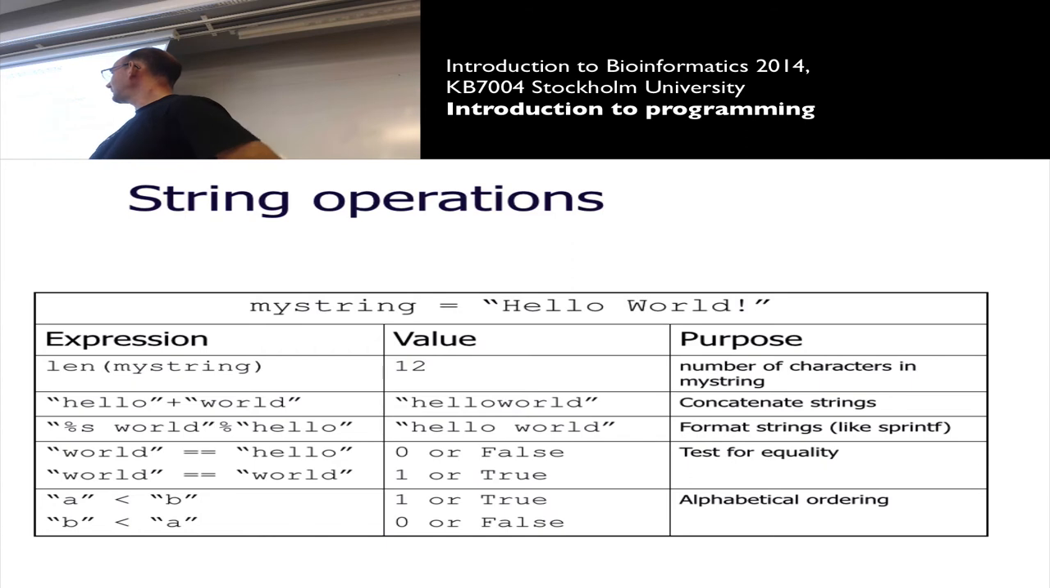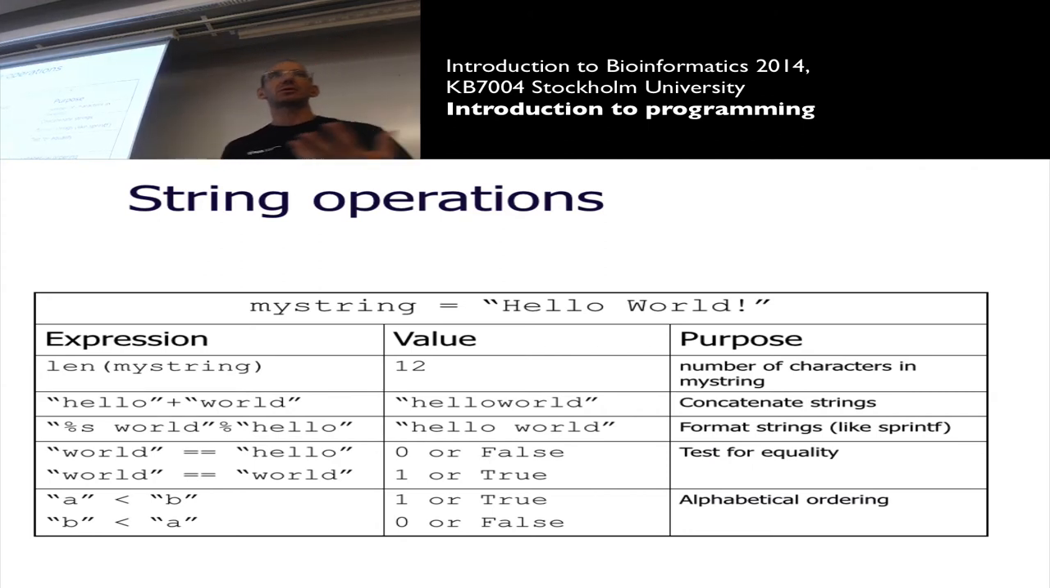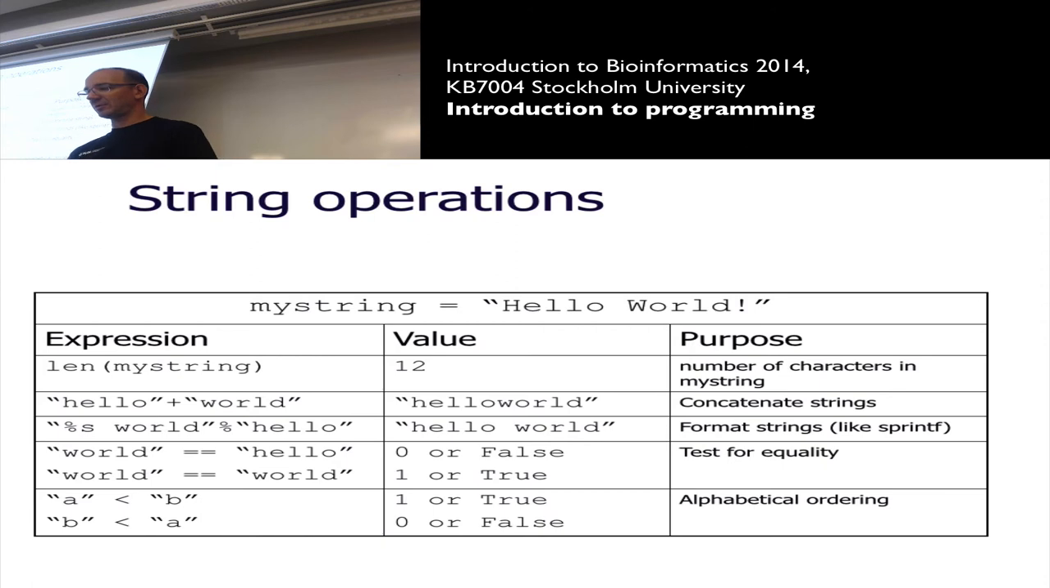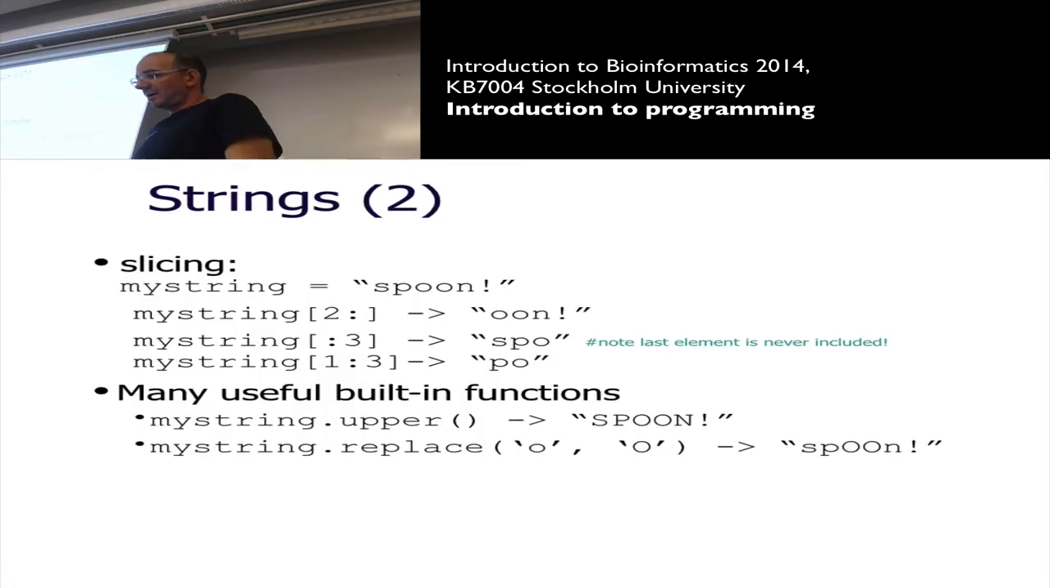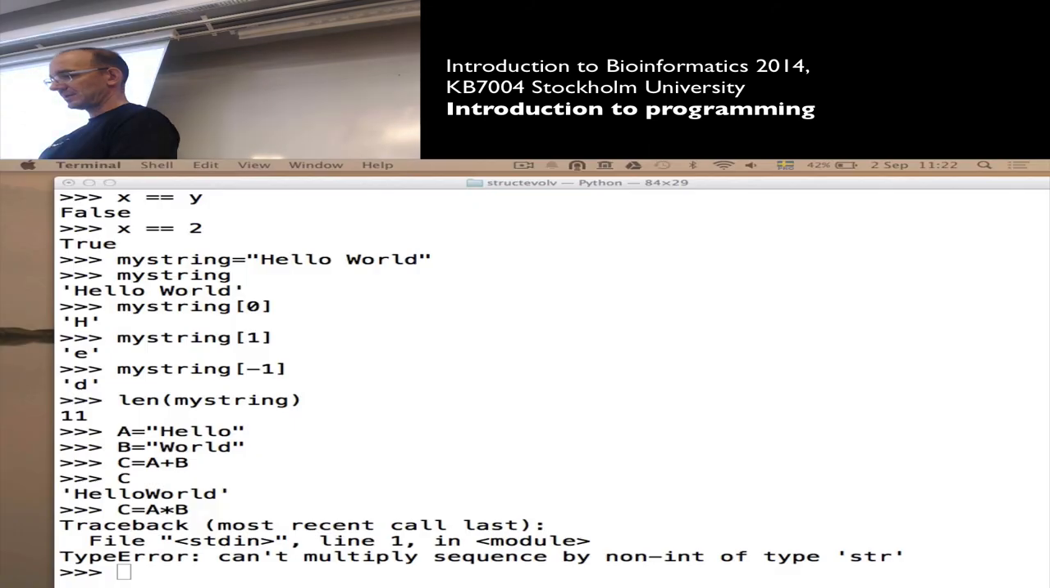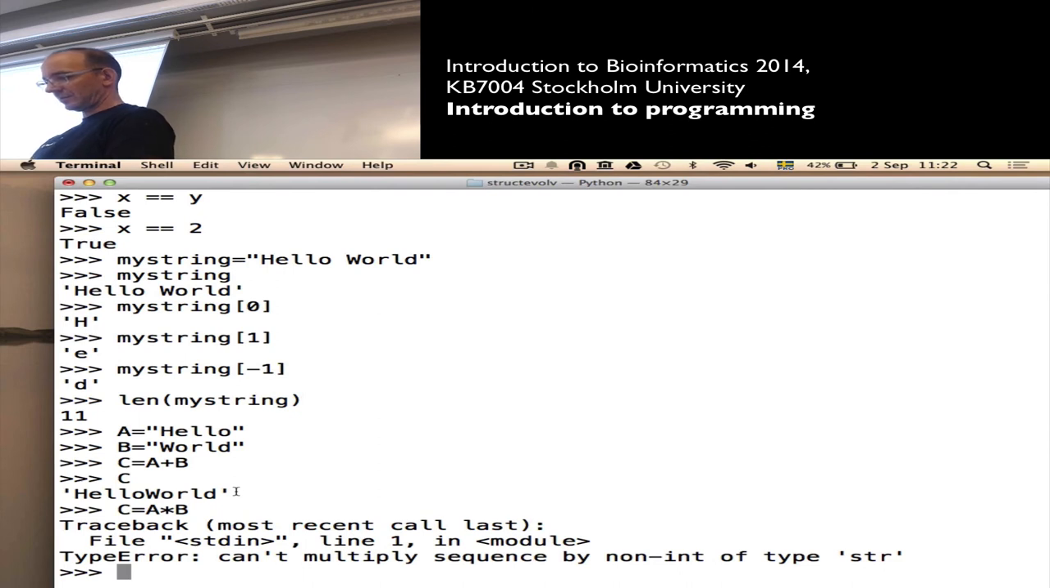And I can do tests here also. I can do, is word equal to hello? Is word equal to word? There are substring things. I can look at, does this string contain a word? What position does it have? So there are lots of commands that you can do with strings. Like if you look at a character, do I have this thing there? I can even check alphabetics on it. So is A less than B? Yes, it's true, but B is not less than A, because A is before B in the alphabet. I can take substrings, so I can take a part of my string.